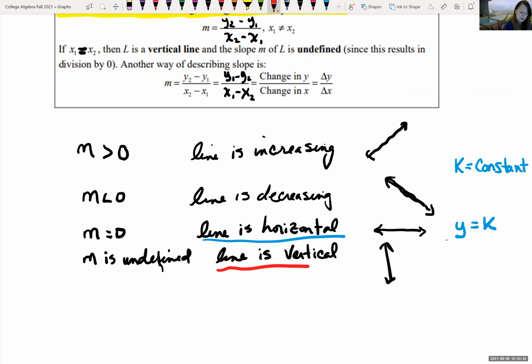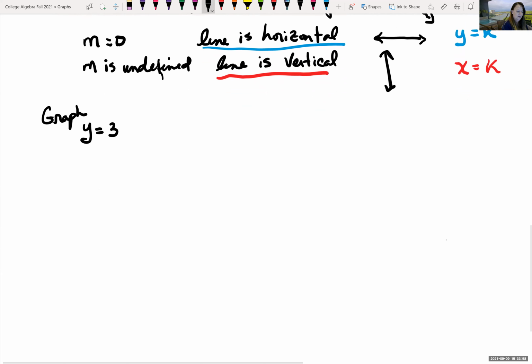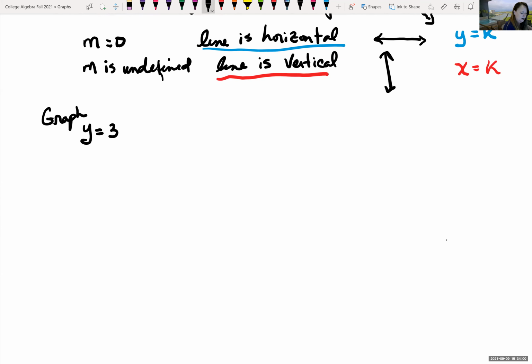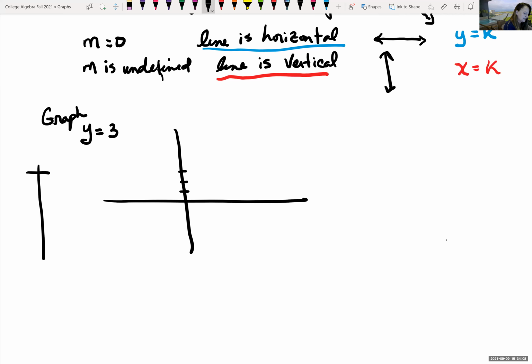If we have a vertical line, this is always in the form of x equals some constant. So if you see, for instance, y equals 3, and it said to graph this, that is in the form of y equals some number. Another way we can think of this, if we plot points, y is always 3.